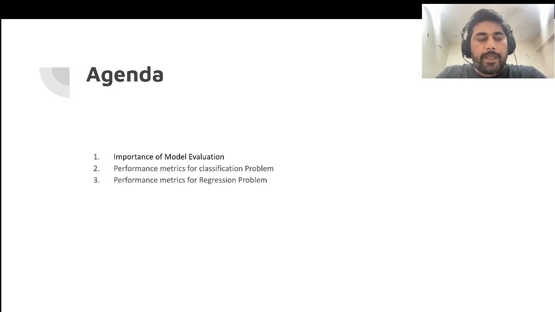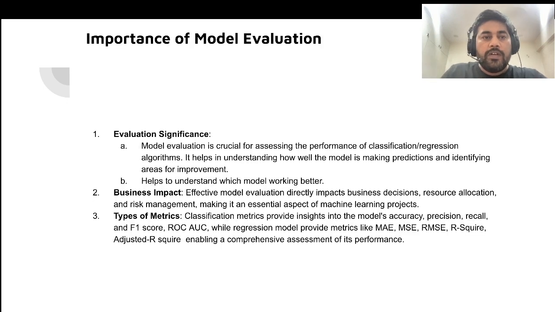So, why do we need model evaluation? We will discuss that, and what performance metrics we need for a classification problem, and what performance metrics we need for a regression problem. So let's go through the importance of model evaluation.